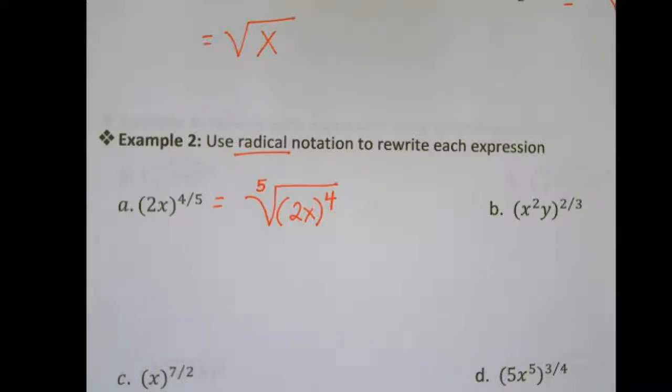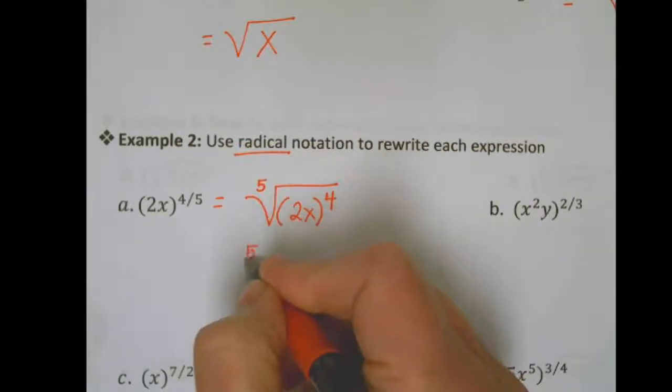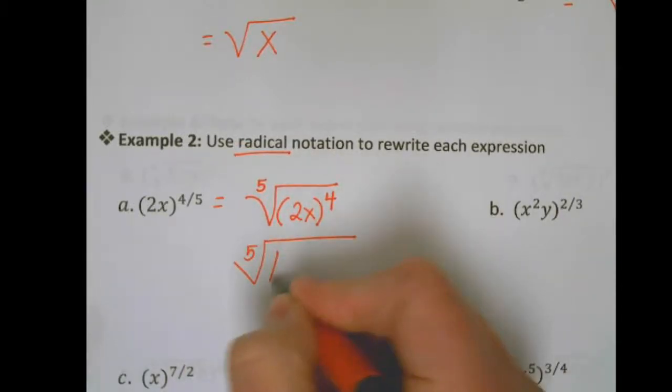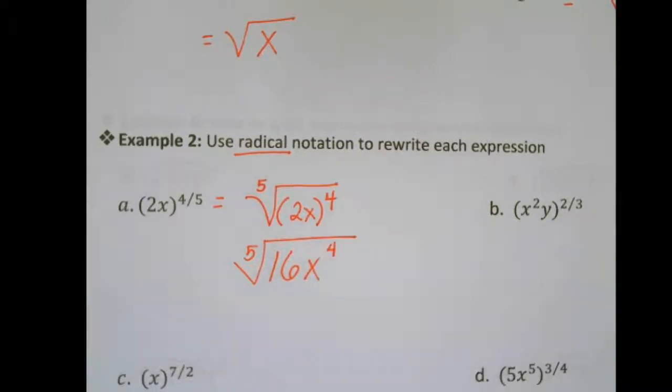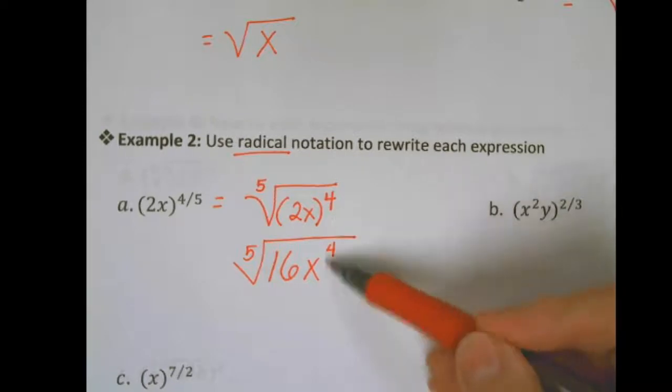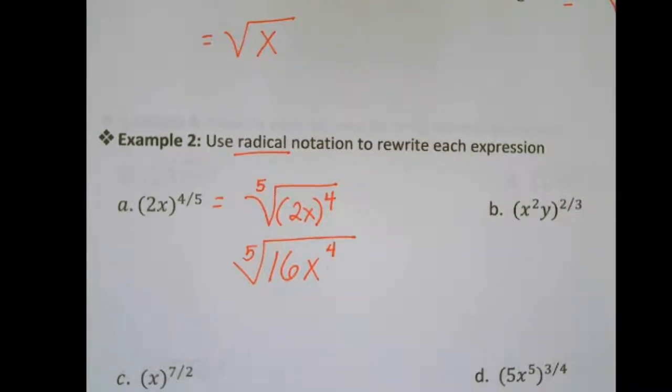Now, you could do a little bit more there. What is 2 raised to the 4th power? What's 2 times 2 times 2 times 2? How about 16? So you could write it, either one of those would be a correct answer. You don't have to multiply it out at this point, but you could.